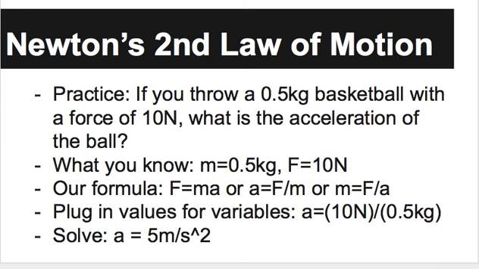This is all 3 different versions of the formula, by the way. If we're solving for F, we put F by itself. For A, we put A by itself. For M, we put M by itself. We plug in our variables. We know mass and force. So we can plug those two in, multiply them, we get 5 meters per second squared. We'll do some practice with this in class as well.